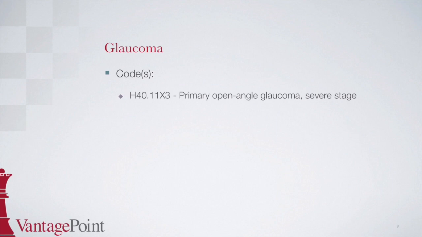Since documentation states that this patient's glaucoma is severe stage, a 7th character of 3 is appropriate. As the code is only 5 characters in length, H40.11, but a 7th character is required, an X placeholder is needed in the 6th character position, so that our stage can be in the 7th character spot. You'll notice that even though documentation also states that the glaucoma is of the left eye, that laterality is not specified for primary open angle glaucoma.